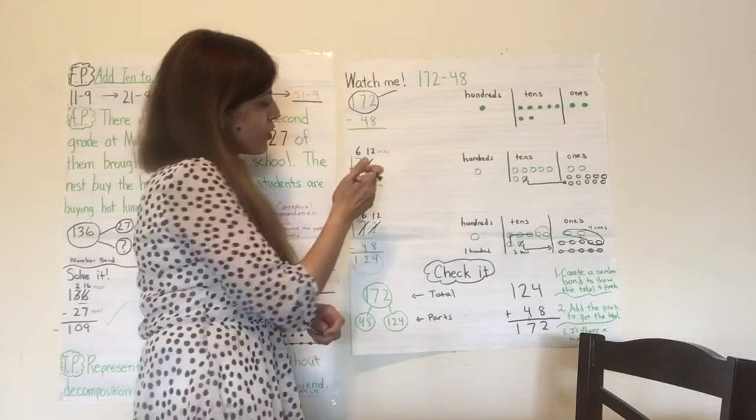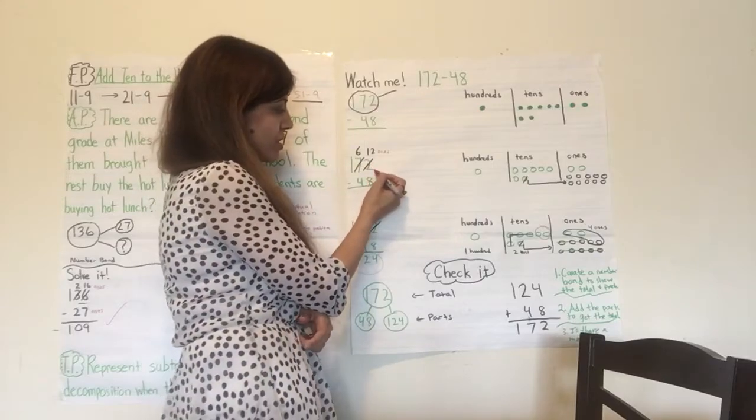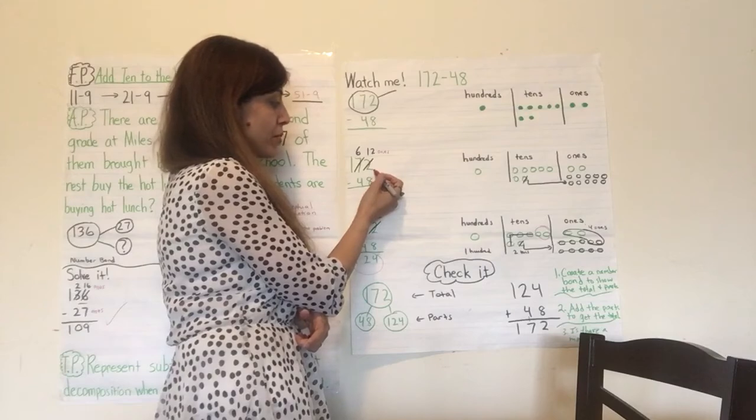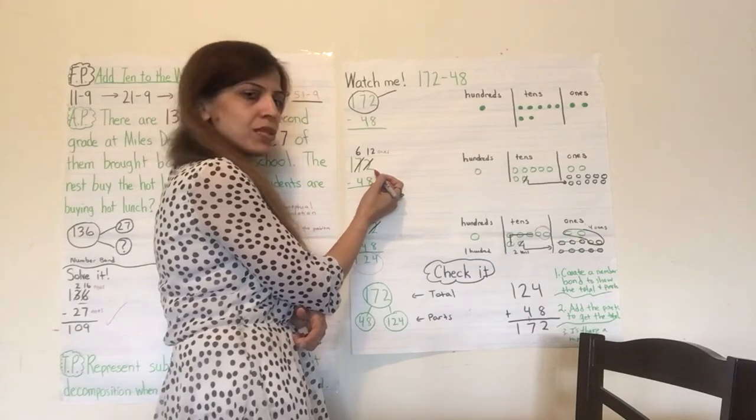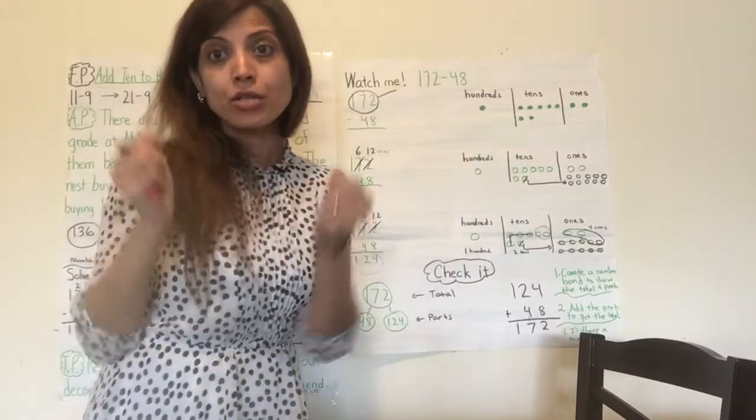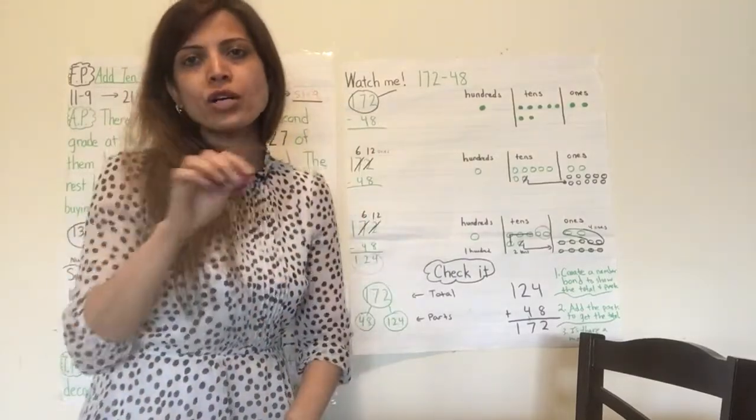Okay, so let's move on here. I look at the ones column, right? Look at the top number. Is the top number too small? Yes. Alert, alert, cross, cross, unbundle.